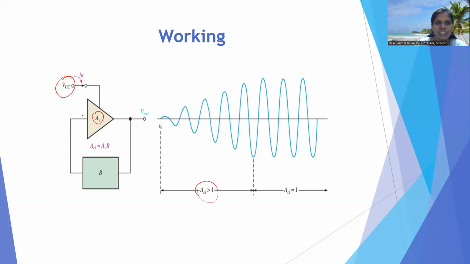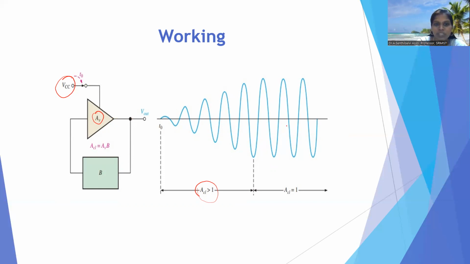Without giving any input, we just apply the DC bias voltage. That bias voltage is applied to the amplifier, so it generates some output. That output is fed back to the input. Because of the feedback, it will generate some kind of oscillation.